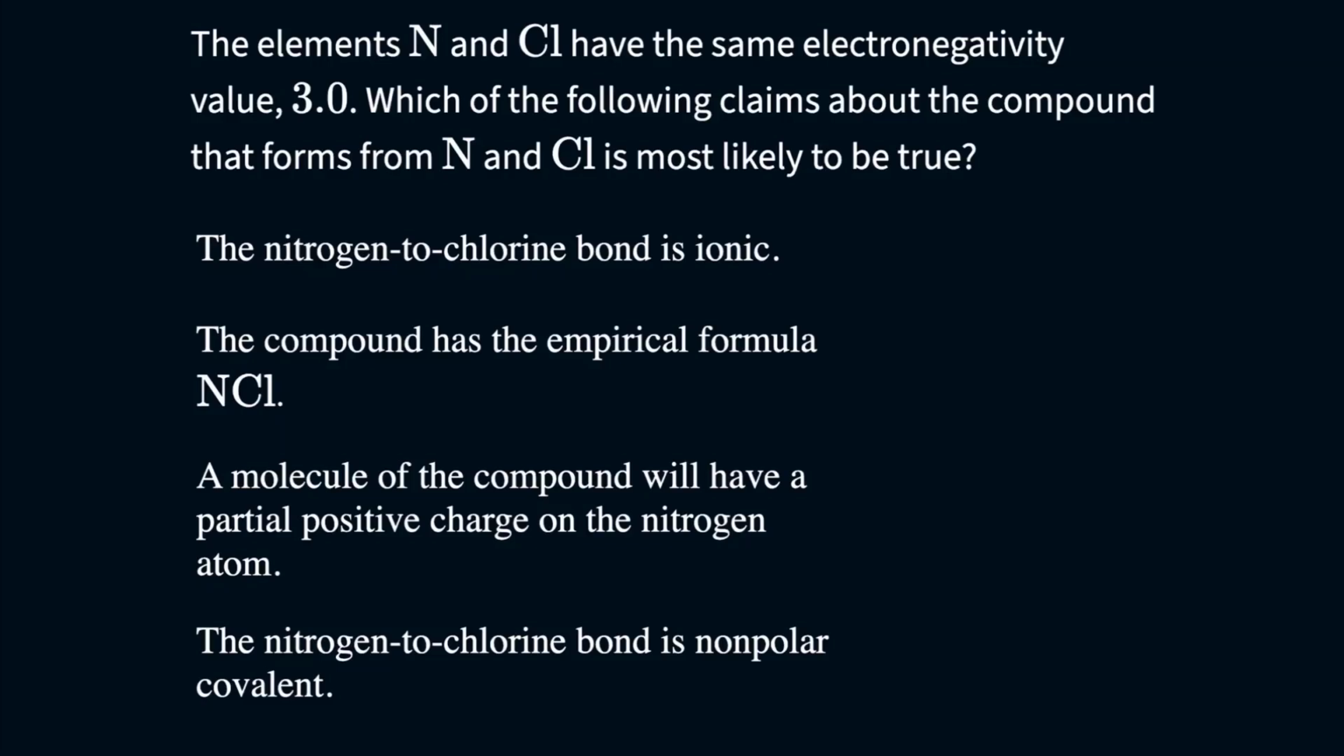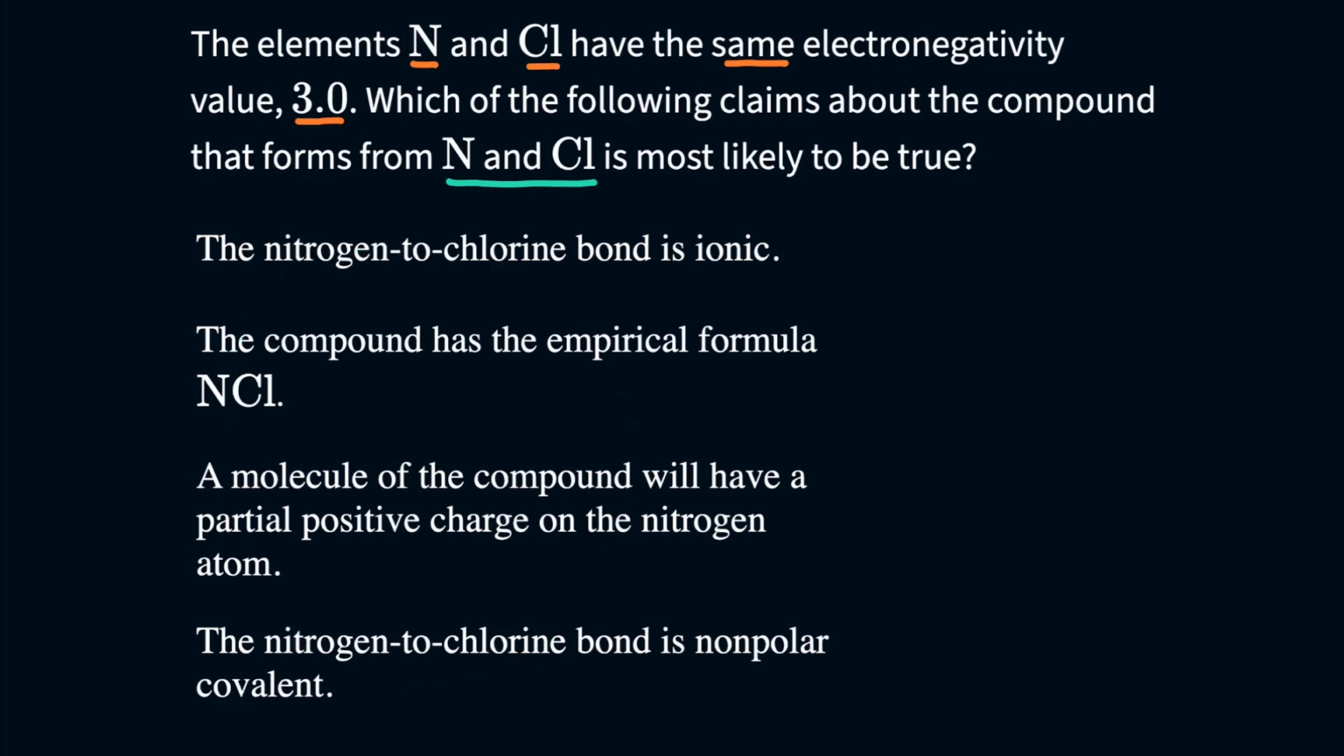The elements nitrogen, which is N, and chlorine, which is Cl, have the same electronegativity value, which is 3.0. Which of the following claims about the compound that forms from nitrogen and chlorine is most likely to be true? And then we have basically a multiple choice.